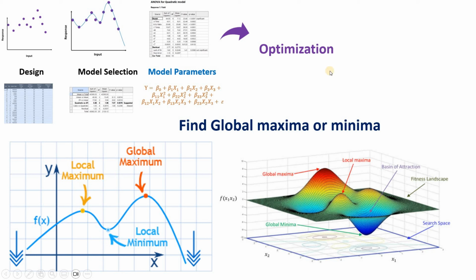Optimization can be done in two ways. You can do it in the Design Expert software itself, or you can use this fitted model equation, import it into a genetic algorithm, and optimize over there. Now let's go to our software.